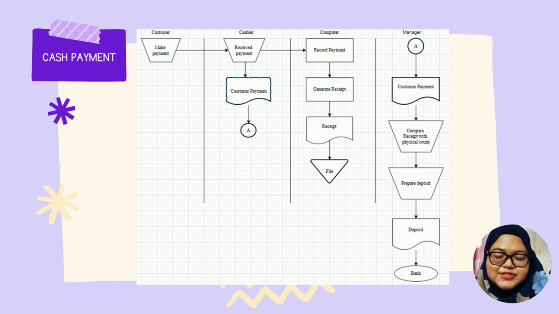For the cash receipt processing, it starts off with the customer making a cash payment to the cashier and the cashier records the payment into the computer. So, the computer will record the payment into the system and file it into the customer payment file. Next, the manager will pick up the customer payment and compare the receipt with the physical count. Finally, the manager will prepare a deposit and then deposit it to the bank.